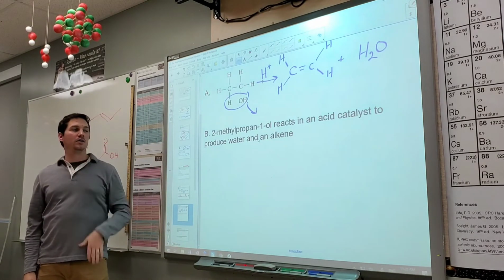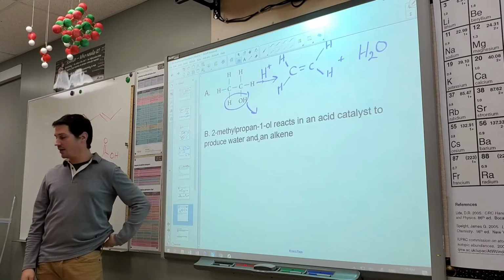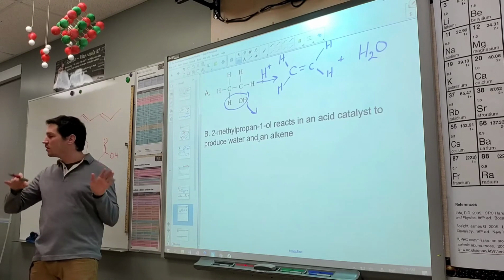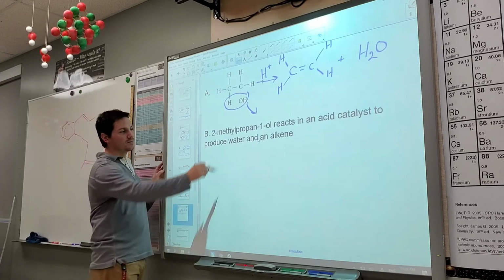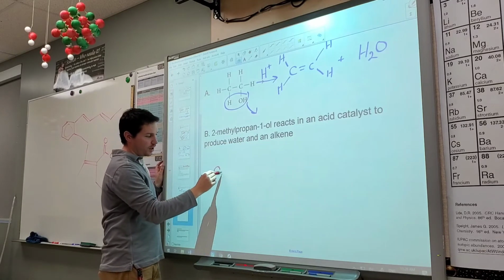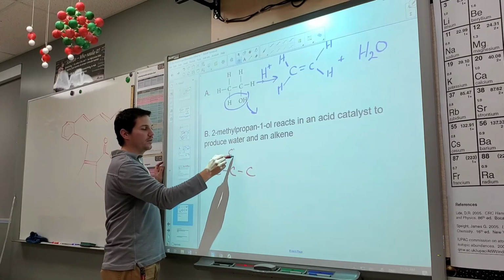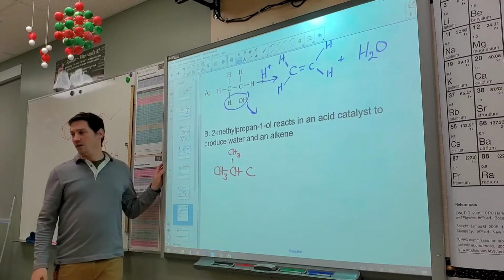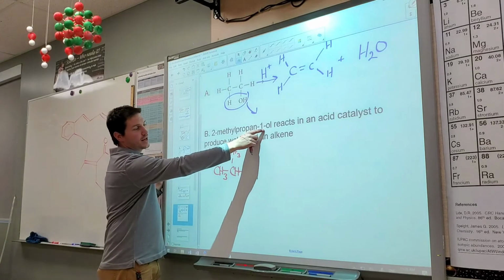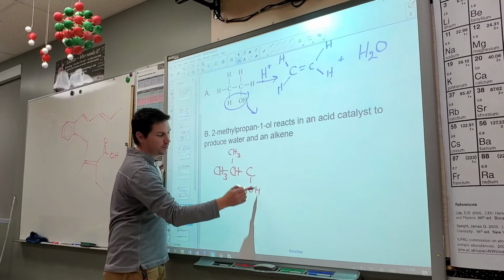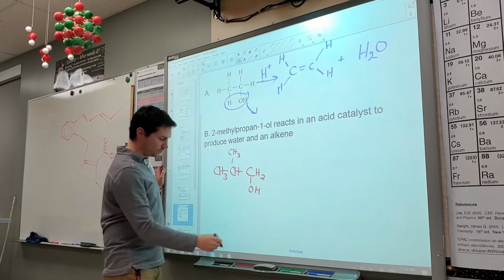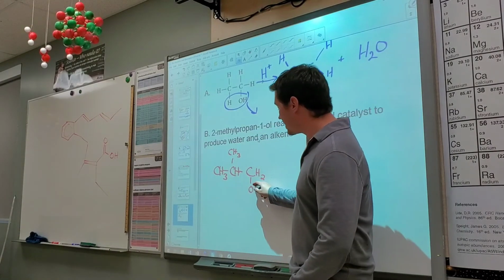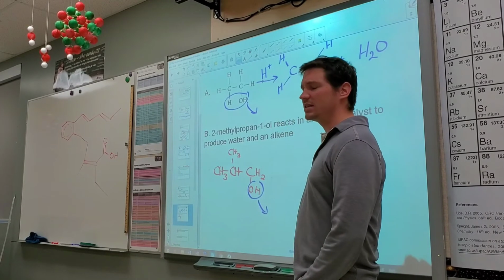2-methylpropan-1-ol reacts in an acid catalyst to produce water and an alkene. We're going to do this one together, and I want to show you using a condensed diagram again. So propan-1-ol, so carbon, carbon, carbon, but it's a 2-methyl. So attached to that number 1 carbon is an alcohol group. So what's going to happen is this alcohol is going to leave, but what's it going to take with it?